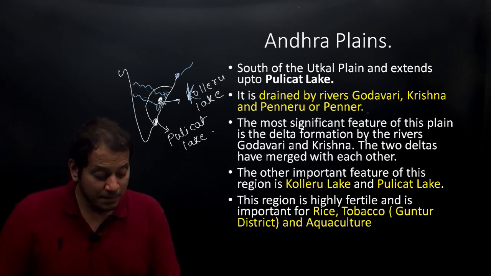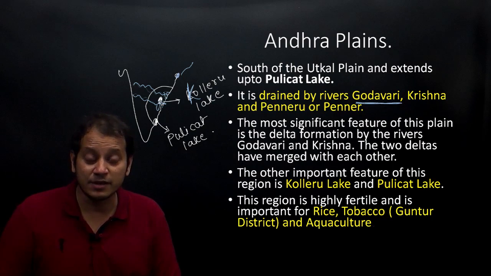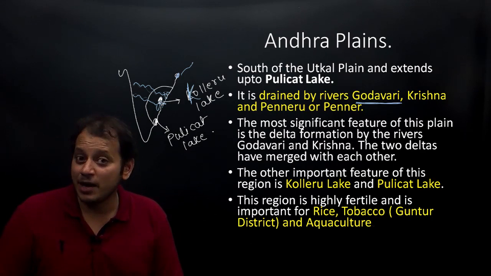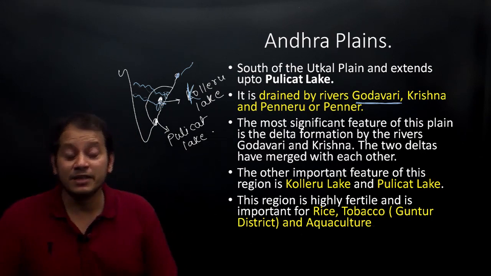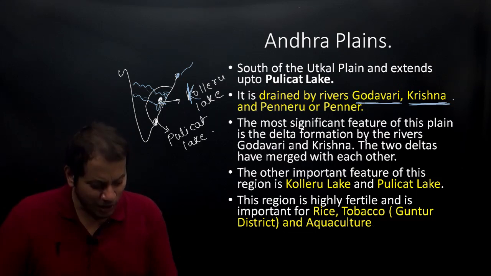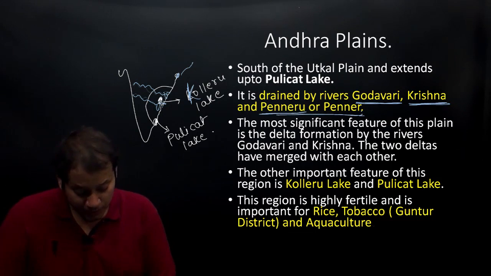Now this Andhra Plains is drained by river Godavari, which is the second biggest river of India after river Ganga. We are considering only rivers in India, therefore river Brahmaputra and river Indus are not included. Then river Krishna and a small river known as Penneru River or Pennar River.